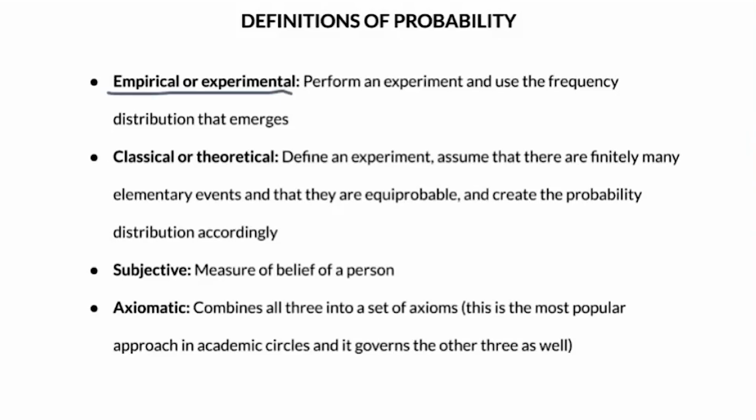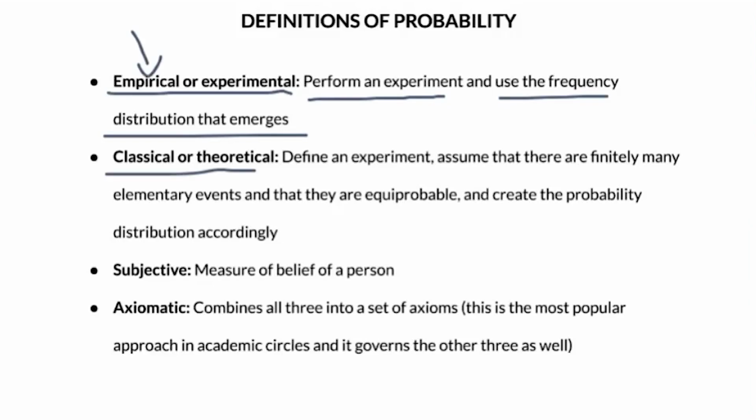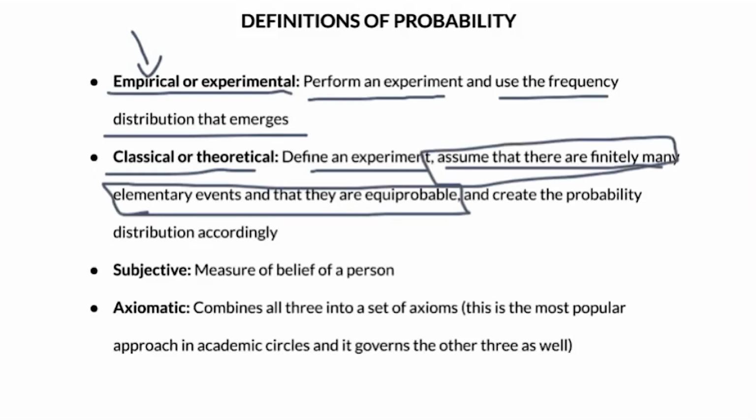Basically what it's trying to say is, perform an experiment, and you use the frequency distribution that emerges from your experiment. Classical or theoretical is the definition where you define an experiment and then you assume your sample space. Sample space needs to be defined. Once you define the experiment and the sample space, you create the probability distribution from that. This is theoretical.